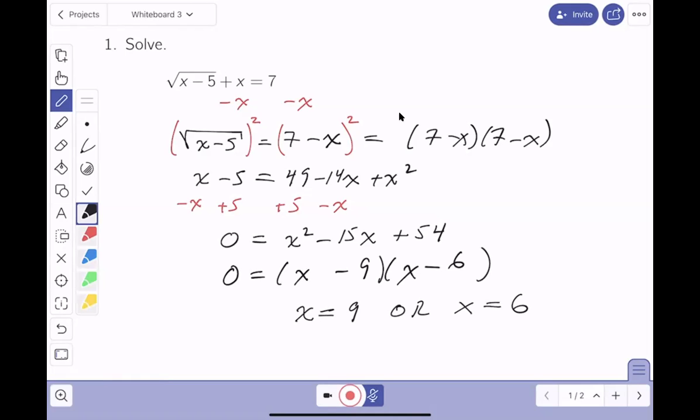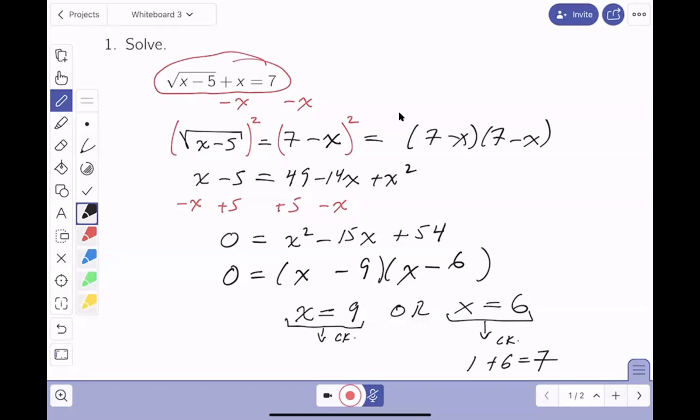I'm hoping you have some memory from last time that we've done these problems, that we said you probably should check them. And I'm going to check one at a time. We check this one and this one. 6 looks easier for me to check. Let's see, 6 minus 5 is 1, square root of 1 is 1, 1 plus 6 is 7. Gee, that worked. I know 6 works. Let's see if 9 works.